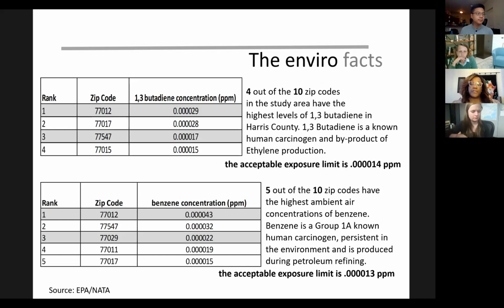Four of the 10 zip codes in the study area have the highest levels of 1,3-butadiene that exceed the EPA's acceptable exposure limit. And 5 of the 10 zip codes have ambient concentrations of benzene that also exceed those same measures. And in some instances, zip codes replicate. For instance, 77017 and 77547 are in both groups, as well as 77012. So the exposures are concentrated and coming from multiple pathways.